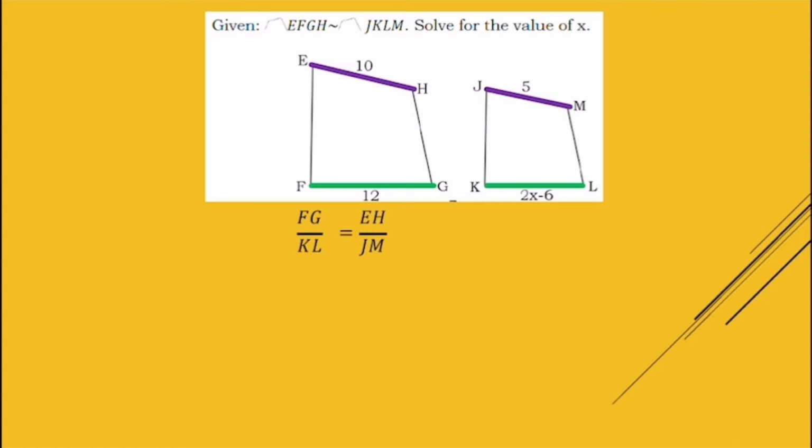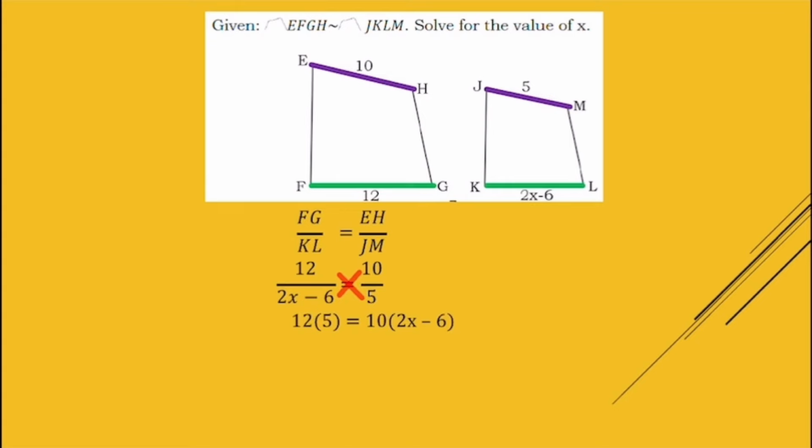Let's substitute now the value. So the value of our FG is 12 and the value of our KL is 2x minus 6. The value of our EH is 10 and the value of our JM is 5. So we have now 12 over 2x minus 6 is equal to 10 over 5. So now, let's apply the fundamental rule of proportion. So let's multiply 12 times 5 is equal to 2x minus 6 times 10.